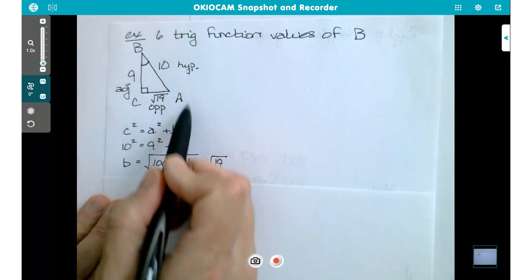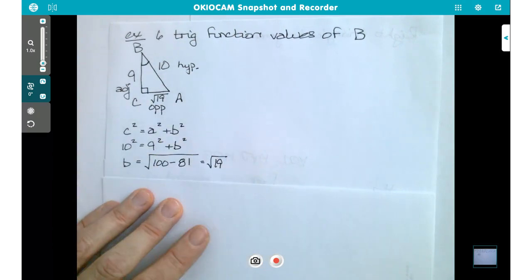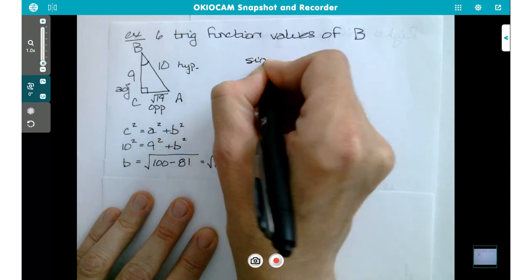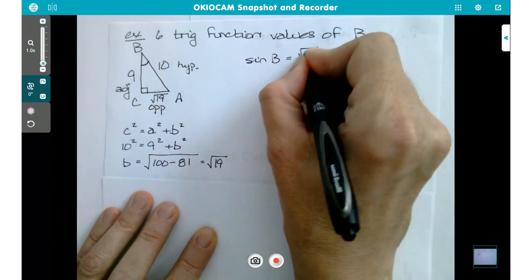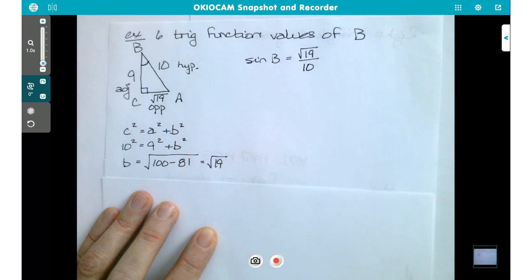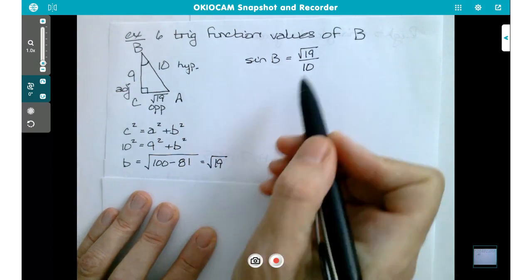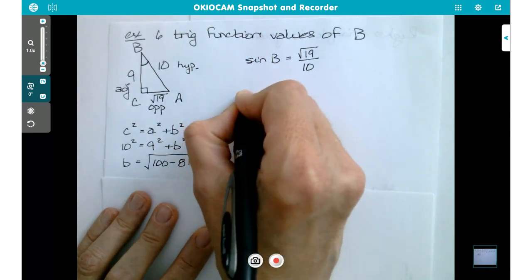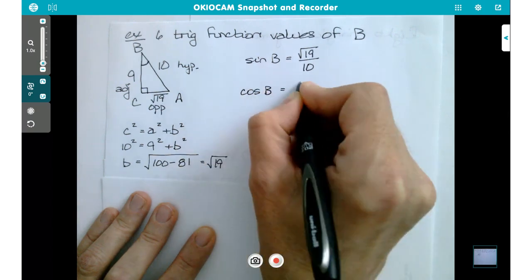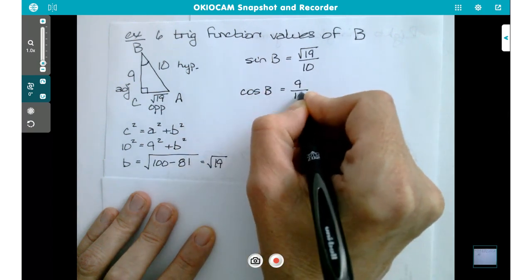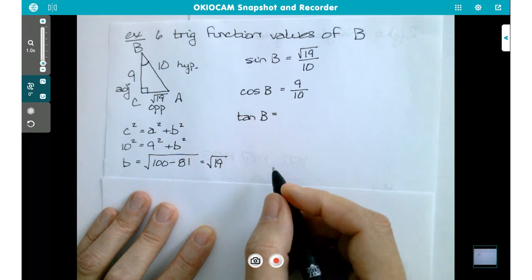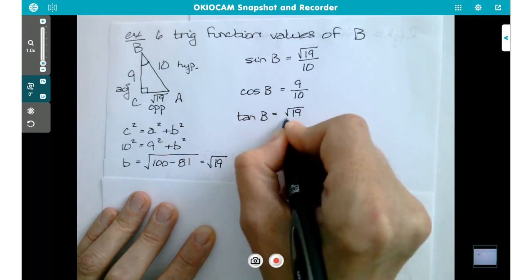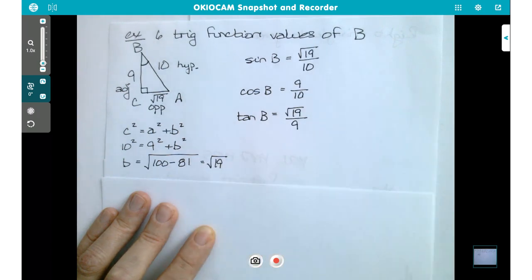And now I have side lengths for all 3 sides of my right triangle. So we can jump right in. Here we go. Sine of angle B is its opposite side over the hypotenuse. Here again, if you could simplify that, if it came out to 2 over 4 or something, we would call it a half. We can't really simplify that, so we'll go on. The cosine is the adjacent side over the hypotenuse. The tangent is opposite over adjacent. And we're half done.